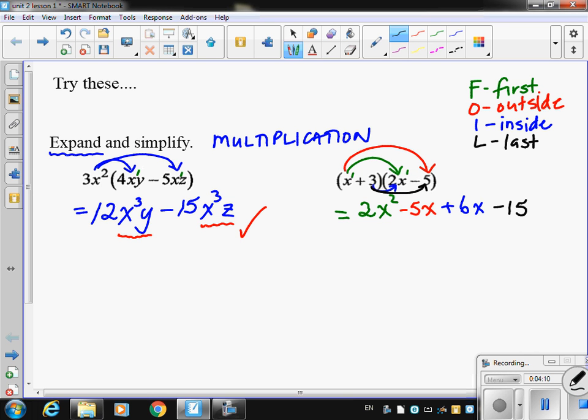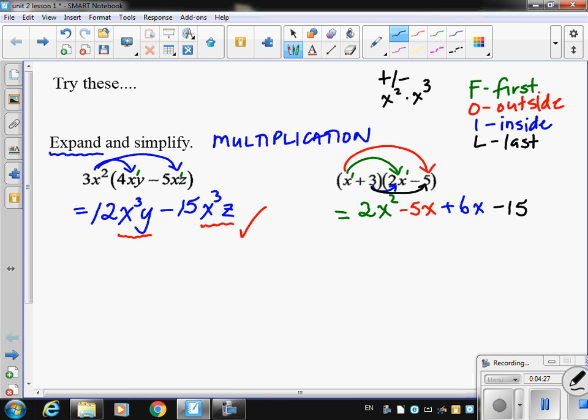So we have a couple things we have to keep in mind. We have our rules for positives and negatives. We have to be careful about multiplying powers. So we have those types of rules to think about. And then we do our multiplication and we summarize where possible.